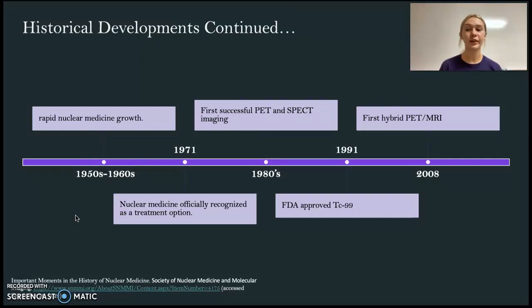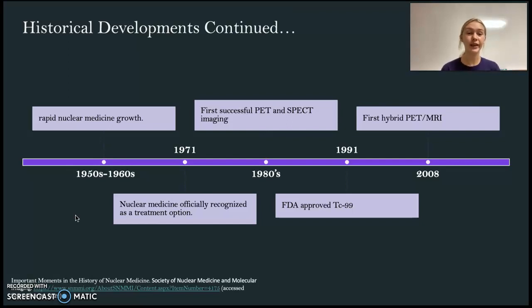And then it continued in the early 1950s to 1960s. That's when we saw the most rapid growth of nuclear medicine. In 1971, it was officially recognized as a treatment option, which is why we see it so commonly in treatments today. Then in the 1980s, the first successful PET and SPECT imaging, which is also important because those are the two most common scans we see today. In 1991, the FDA approved Tc-99, which we'll get into later, but it is very significant because it is used in 80% of cases that use radioactive tracers.